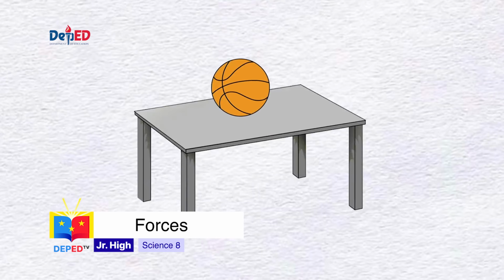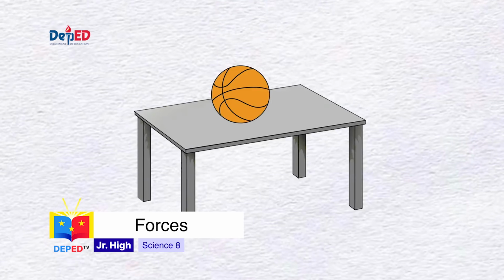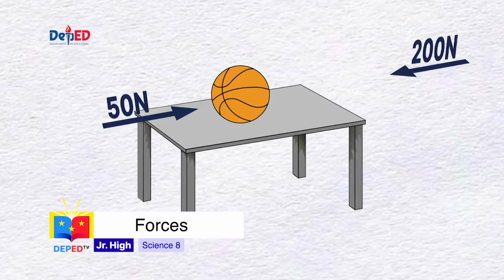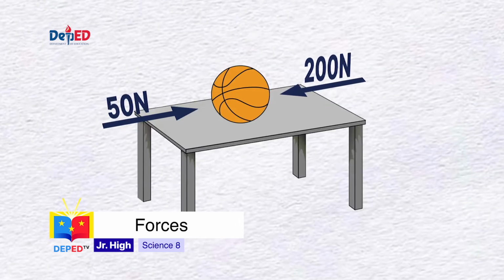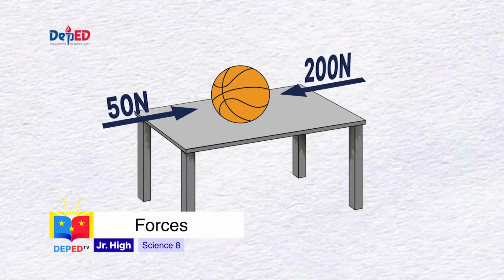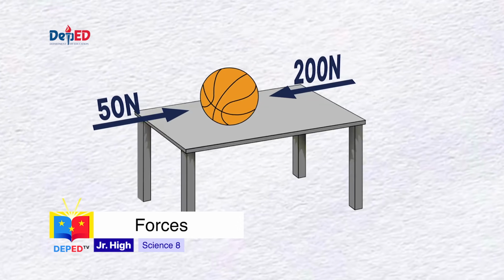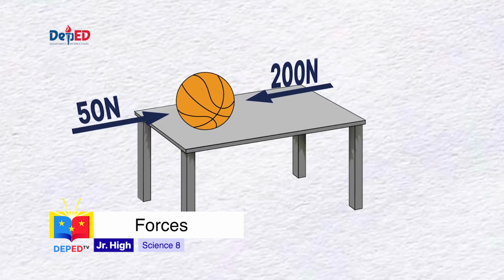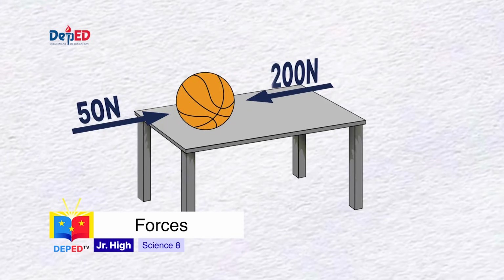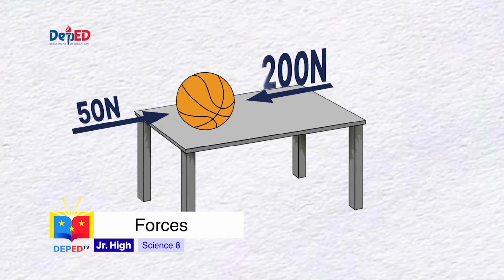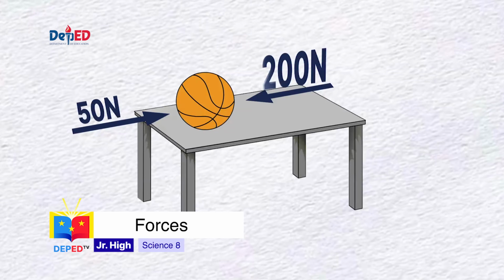Let's take a look at this ball shown earlier. Let's assume that the force from the left is 50 newtons and the force from the right is 200 newtons. Do you think the ball will move? To what direction will it go and why? Great! The ball moved to the left. This is because the force from the right is stronger than the force from the left.